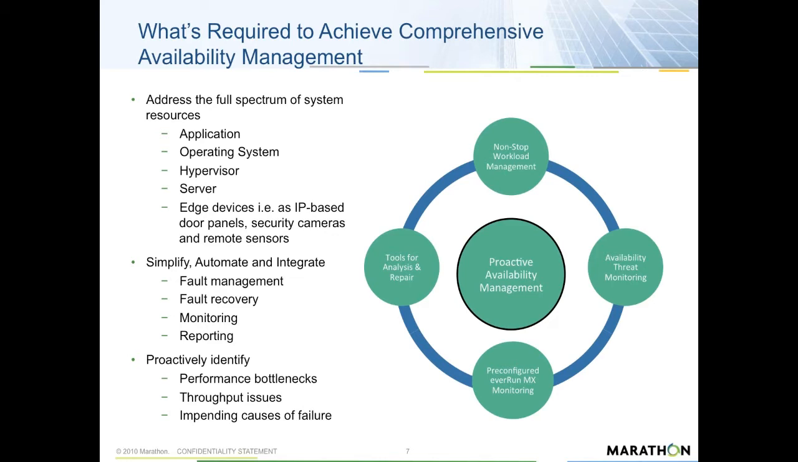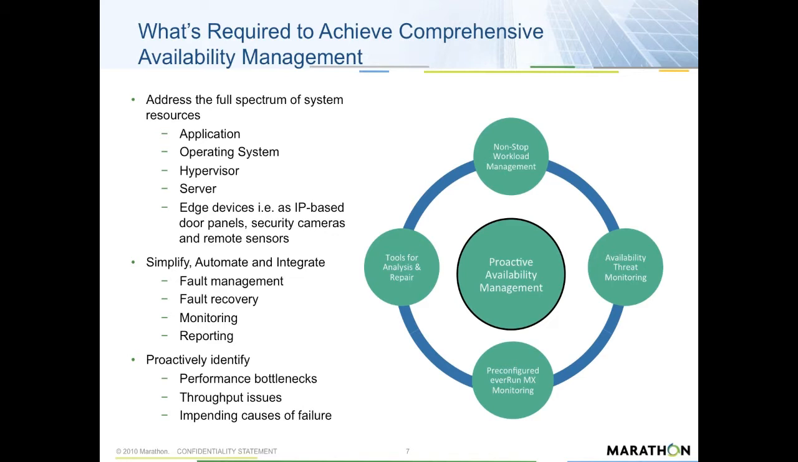So things like fault management and fault recovery, well, we're providing that via MX. Monitoring and reporting is the gap that we're looking to fill here with everRun Monitor. And then you need to be able to proactively identify things like performance bottlenecks or throughput issues and be predictive about those impending causes of failure.